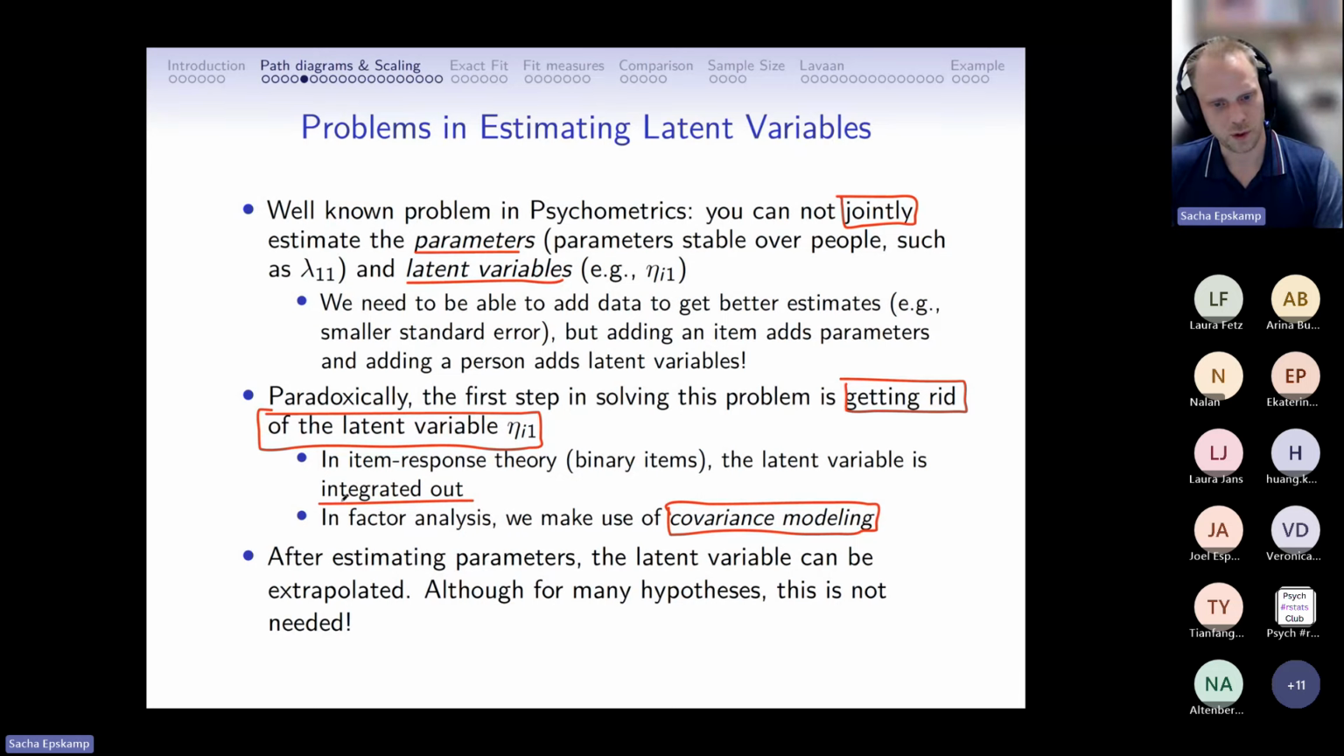So that means we would not get a latent variable anymore per person. We actually don't get these latent variables, these measures. Now, isn't that a problem? Because that's what you want, right? Yes and no, not necessarily. And that's a very interesting thing. For many hypotheses, it might not be a problem.